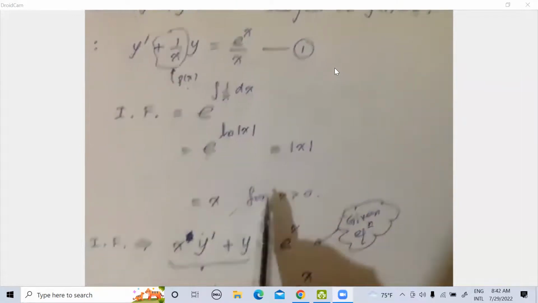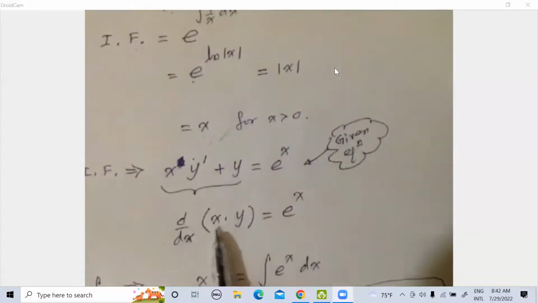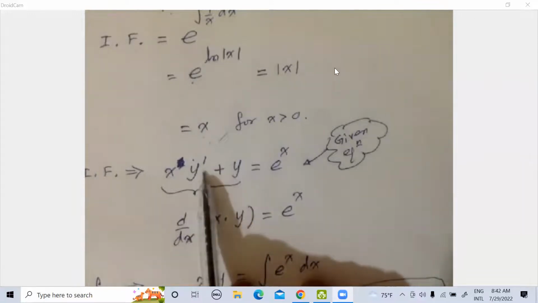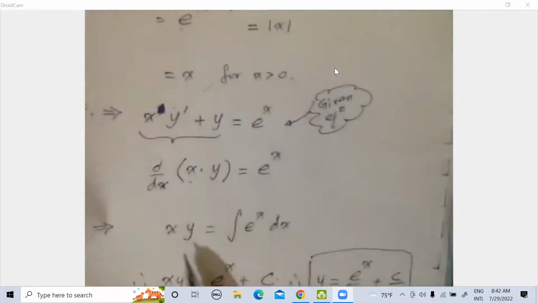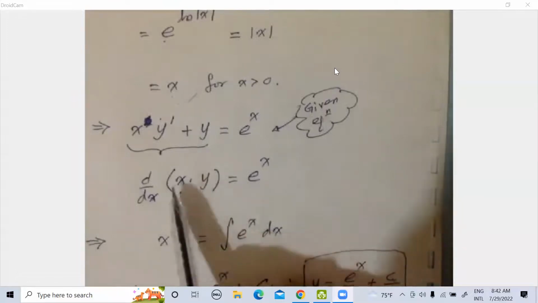Okay, after that, you take equation 1 and multiply by the integrating factor. The left-hand side is always the integrating factor times y, which is x times y. The derivative of that equals e^x. Now integrate. The d over dx disappears after integration, so this is an antiderivative.